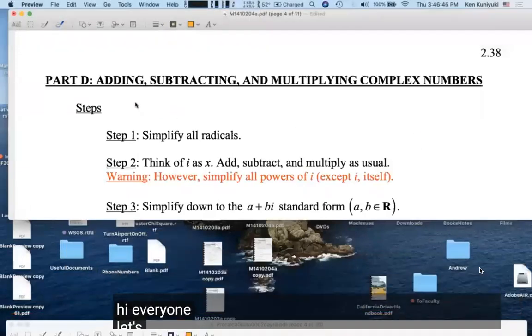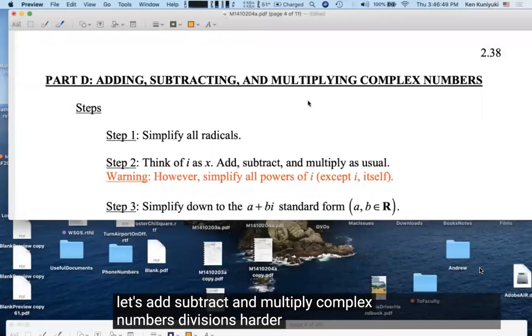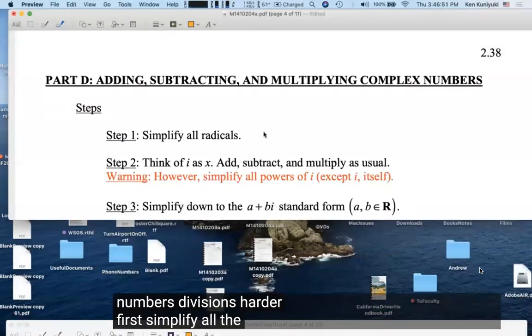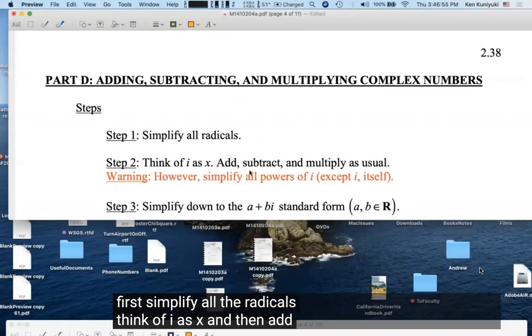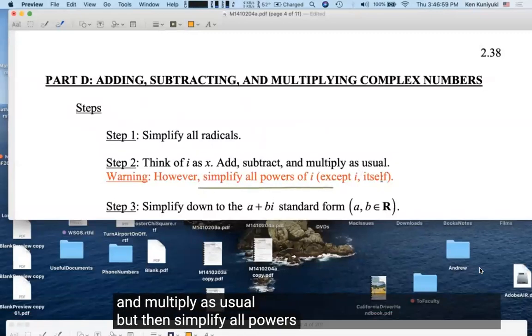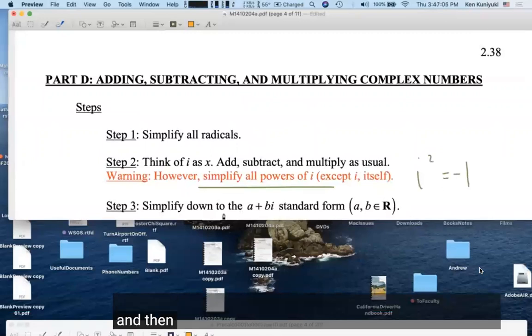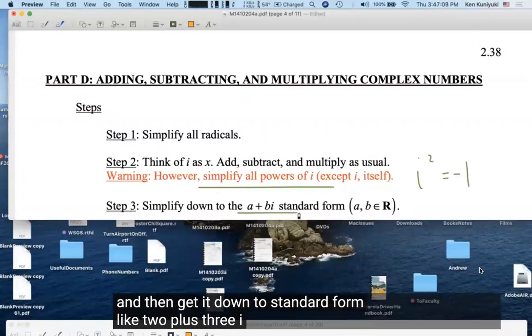Hi everyone. Let's add, subtract, and multiply complex numbers. Division's harder. First, simplify all the radicals. Think of i as x, and then add, subtract, and multiply as usual. But then simplify all powers of i. For example, i squared is negative 1. And then get it down to standard form, like 2 plus 3i.